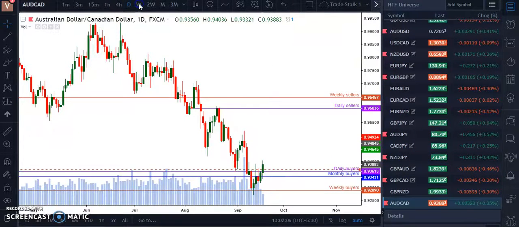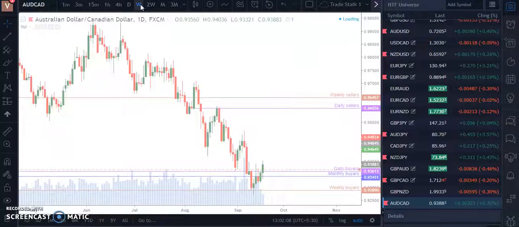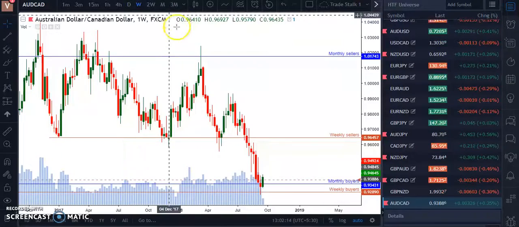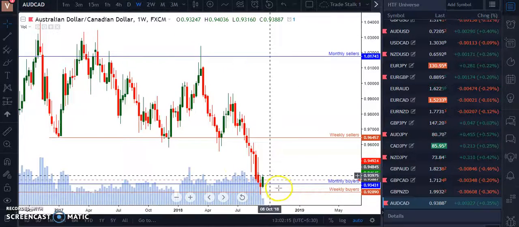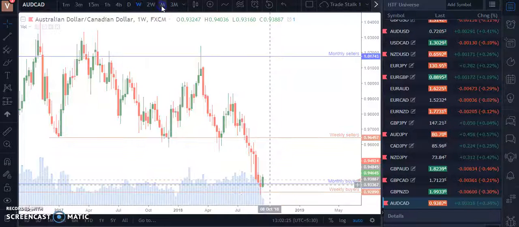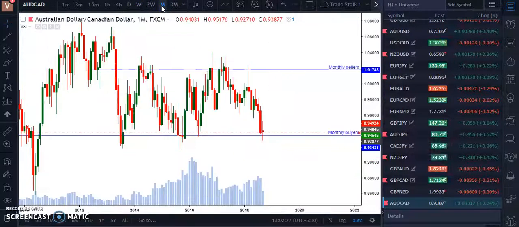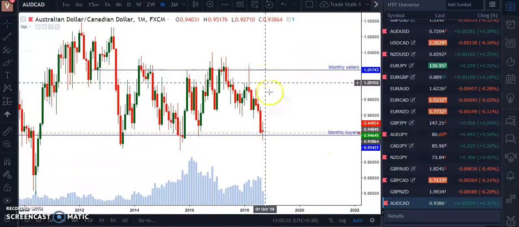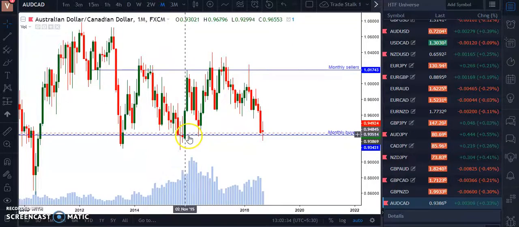Aussie CAD did make my list, and Aussie CAD I was really interested in, and New Zealand CAD also I was very interested in. So Aussie CAD made my list because it's near a very good buyers area, monthly buyers and weekly buyers. So if I go up to the monthly, you can see that it's reacting from a very nice monthly area. It could be a very nice range sort of buy.